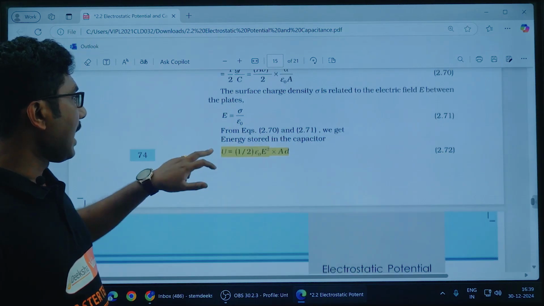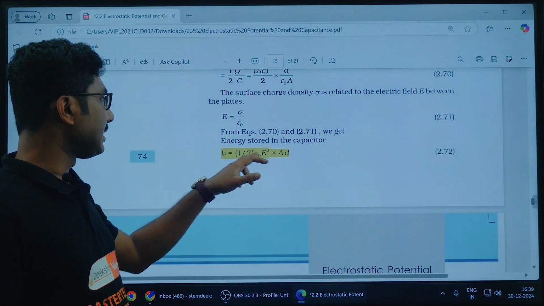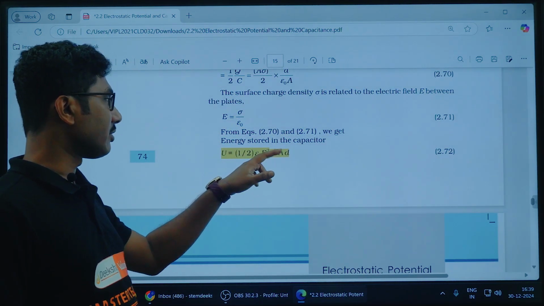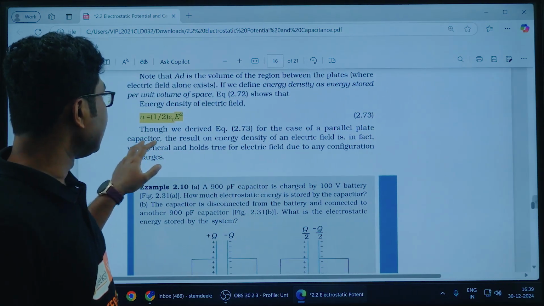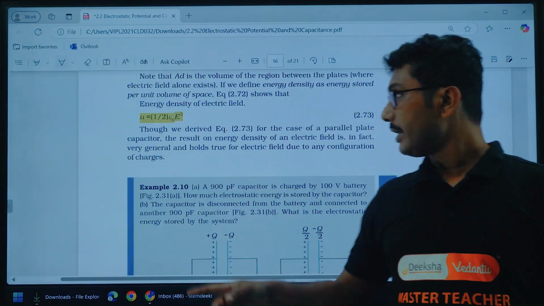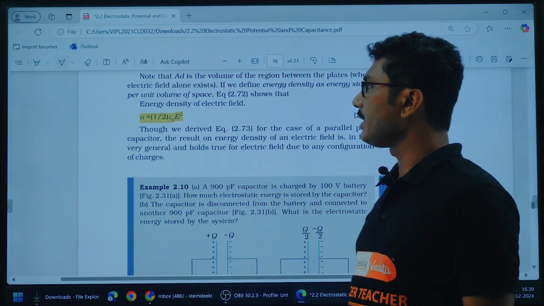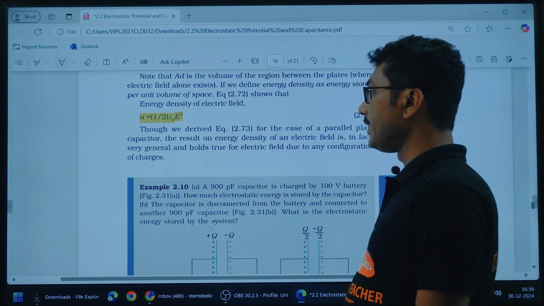That's it. And energy stored in the capacitor is given by U is equal to half epsilon naught E square times A d, and energy density is given by u is equal to half epsilon naught E square. That is also possible in the KCET exam.